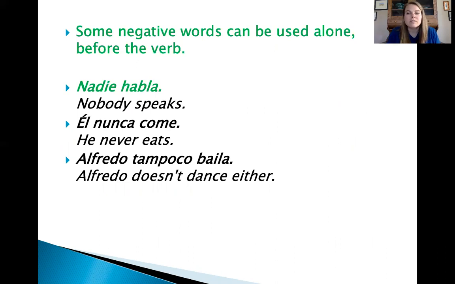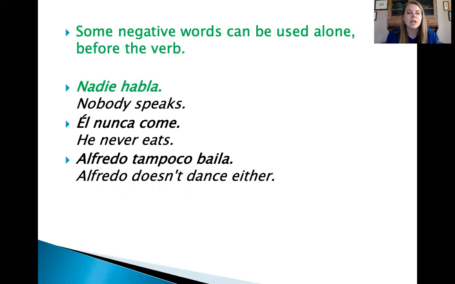So some negative words can be used alone before the verb. We don't have to have an additional no in the sentence. They go right before the verb, just like if I had the word no in the sentence. So nadie habla, nobody speaks, or no one is talking. It's just acting as a normal word in the sentence. A lot of these notes today are really just me explaining vocabulary words, the words never or someone. There's nothing mysterious about it. It's just knowing how to use that vocab word.